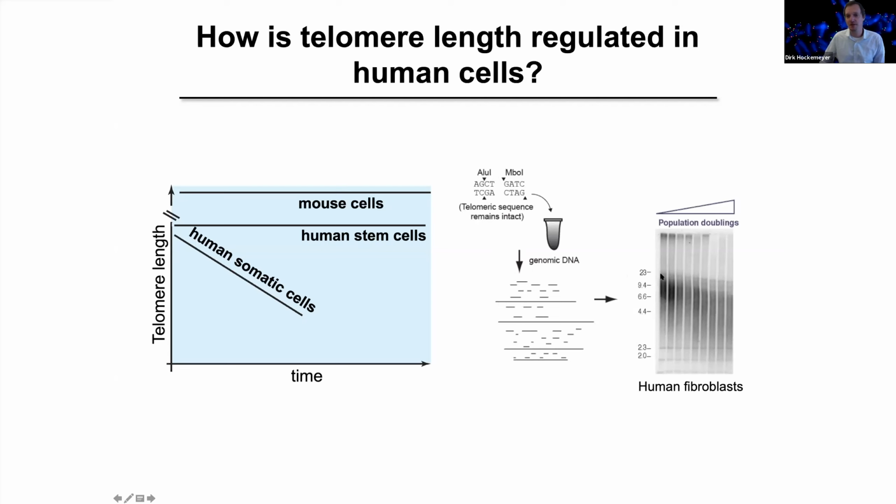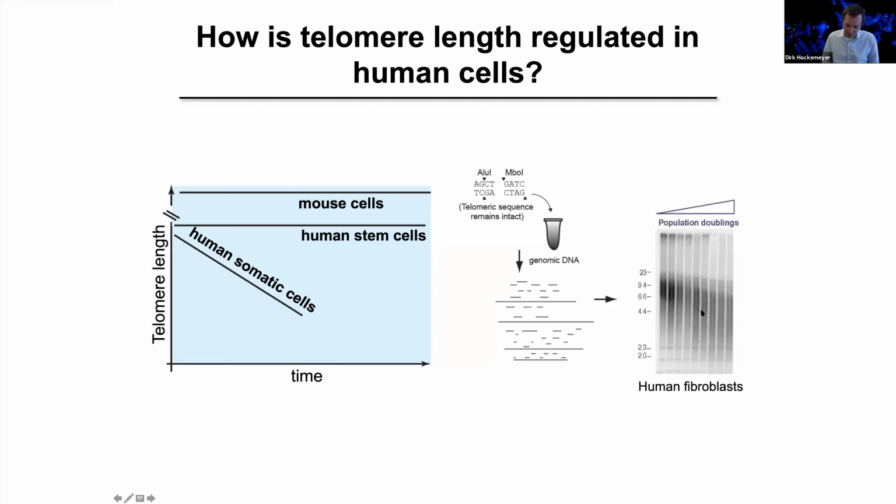And then if we resolve them on an agarose gel and probe them with the telomeric sequence, you can appreciate that the terminal restriction fragment that can be hybridized with the telomeric probe progressively undergoes shortening. You can appreciate that telomeres are different in length, which leads to this smear. This is the image that you get if you perform this assay in human fibroblasts.